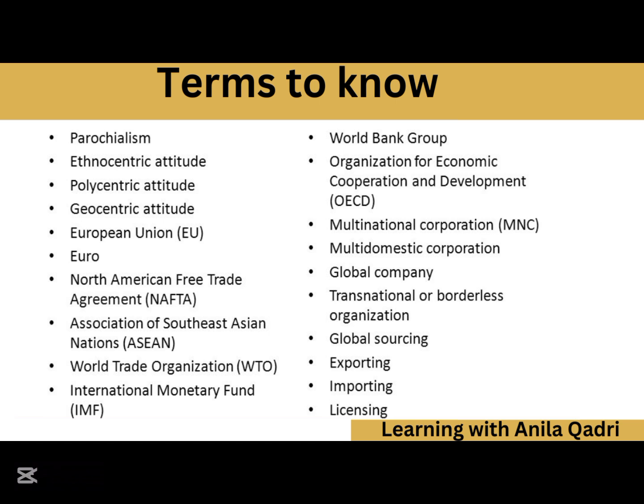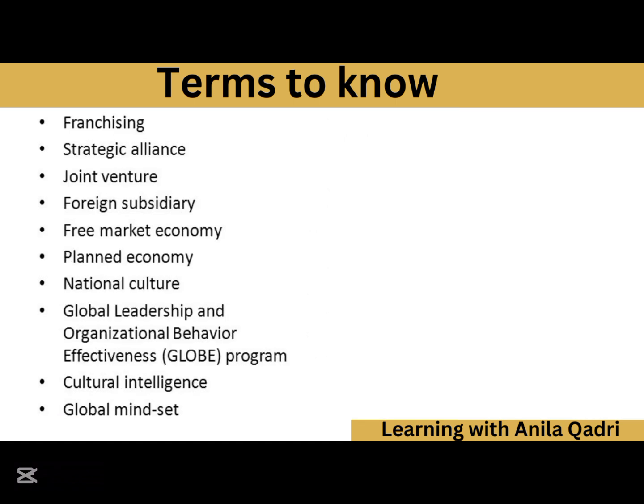Transnational or Borderless Organization, Global Sourcing, Exporting, Importing and Licensing. You should also know about franchising, strategic alliance, joint venture, foreign subsidiary, free market economy, planned economy, national culture, Global Leadership and Organizational Behavior Effectiveness, that is the GLOBE program, cultural intelligence, global mindset.